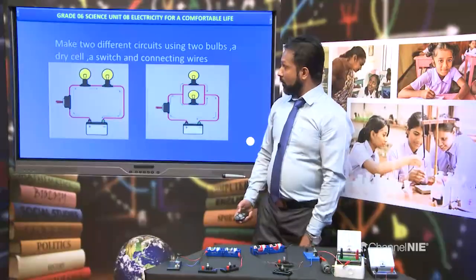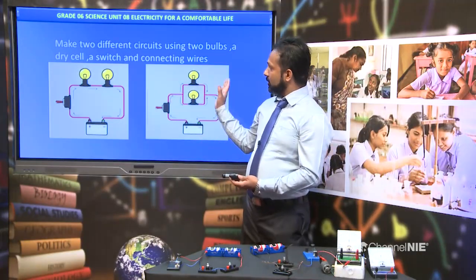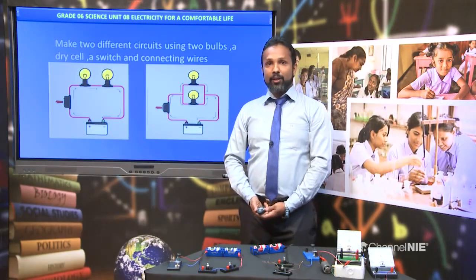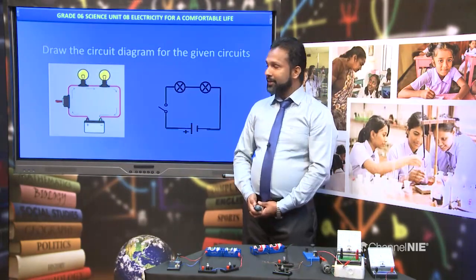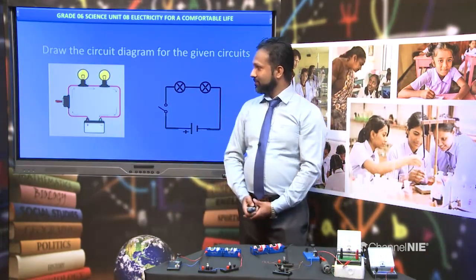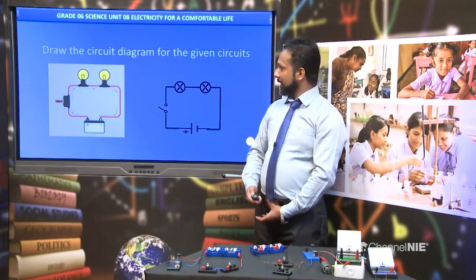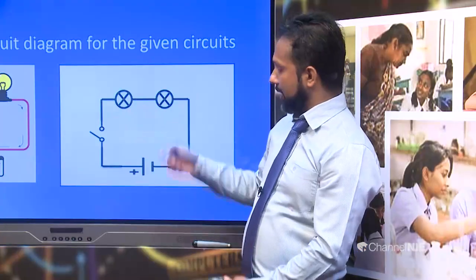Right. Now I am going to give you another activity. The two circuits are given. You have to draw the circuit diagrams for each circuit. Try to do it. Draw the circuit diagram for this circuit, where we keep two bulbs in the same line. It will be like this. You can watch. Cell, switch, bulbs one after the other in the same line.